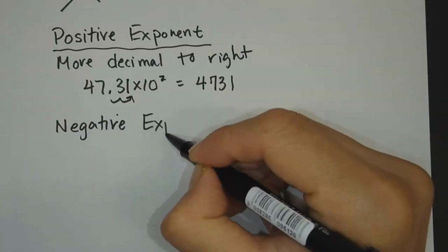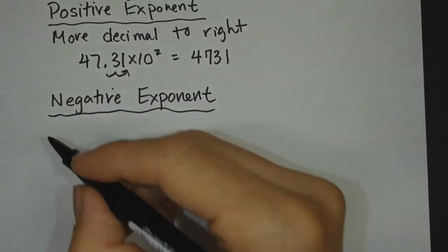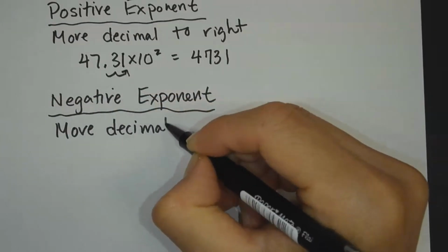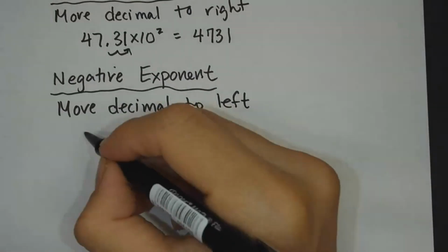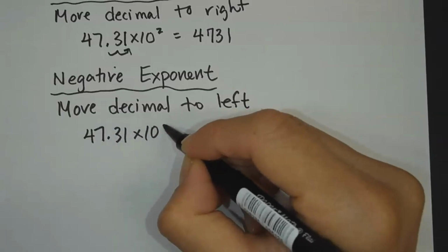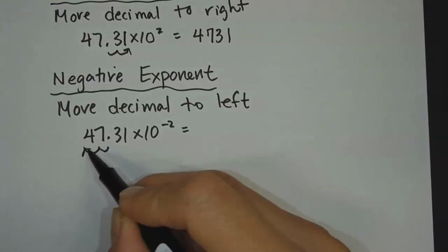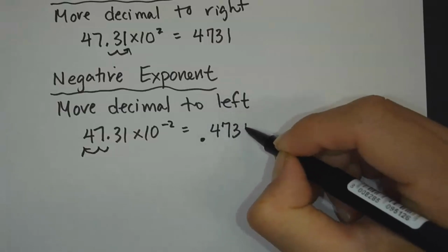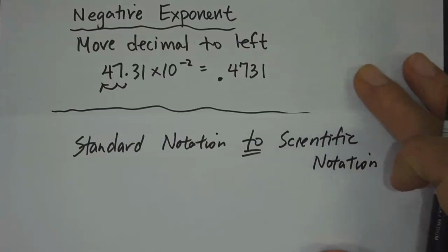Sometimes you'll have a number with a negative exponent. And when you have a negative exponent, you're going to move the decimal to the left. So here's an example. Let's say we have 47.31 times 10 to the negative 2. So now we're going to move this decimal to the left. 1, 2. So we're going to write 0.4731.